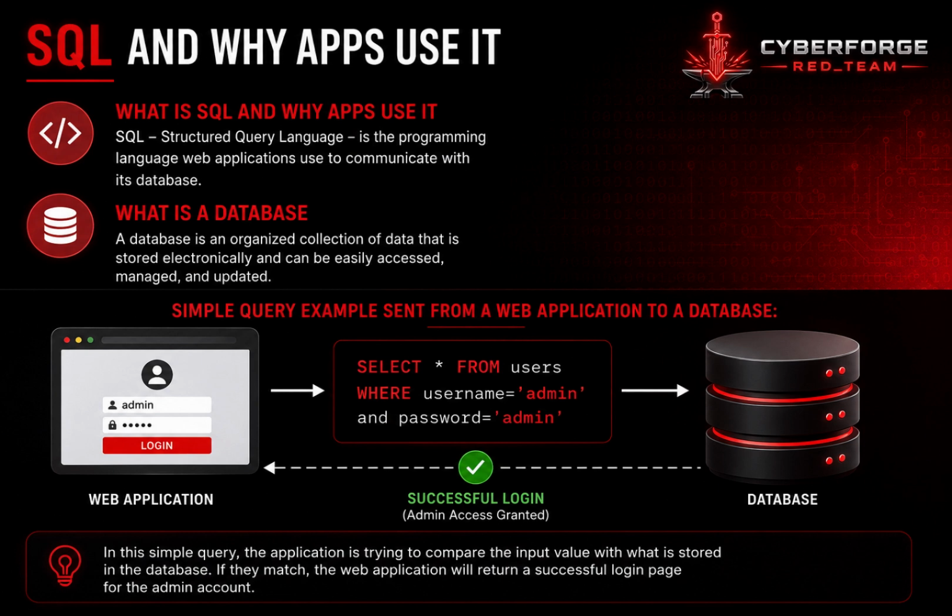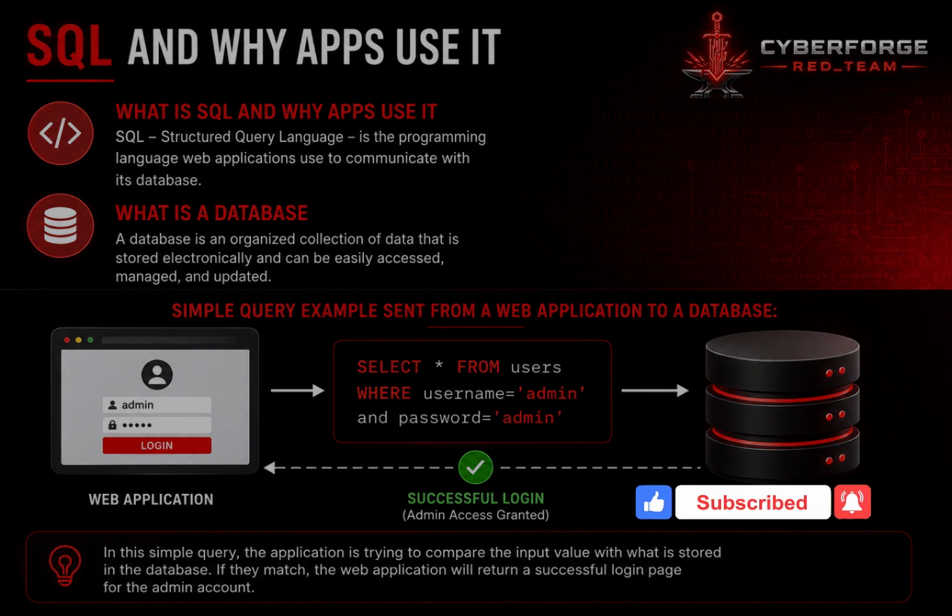Here's a simple example. A login form. The app takes your username and password and builds a query. Select everything from users where username equals admin and password equals admin. If that matches what's in the database, login successful, admin access rights granted. Simple, predictable, and that predictability is exactly what attackers exploit.